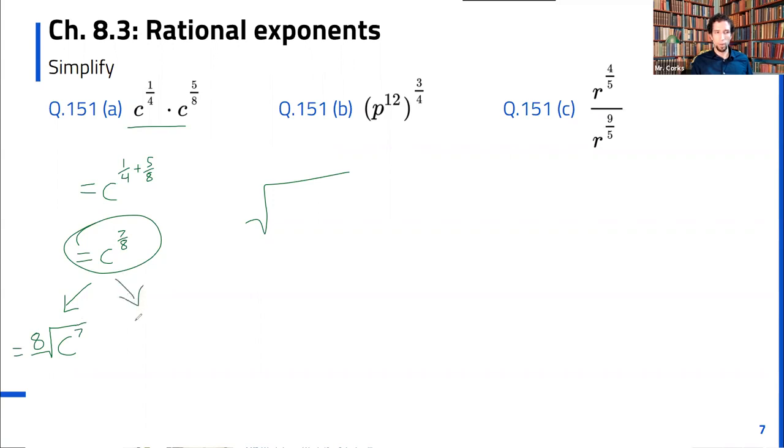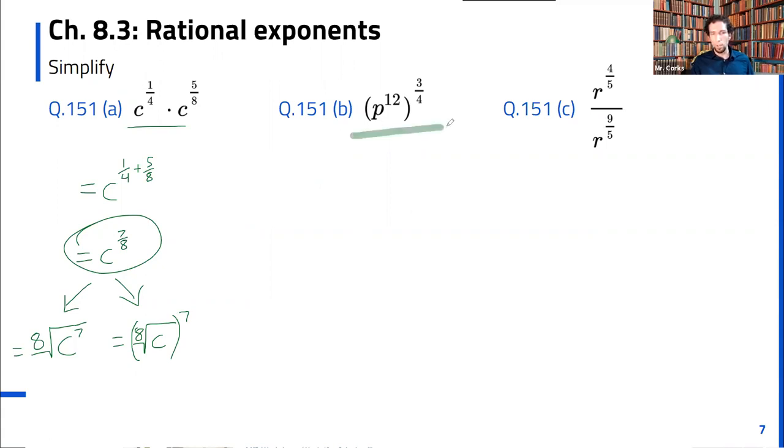Or the other way of writing it would be the same thing. 8th root of C with the exponent 7 on the outside. So it doesn't matter, it's the exact same math, but in different situations, thinking about it one way or the other way might be a little easier for you.